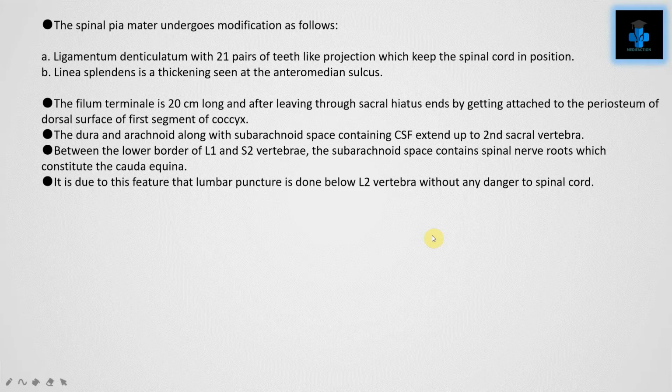The dura and arachnoid along with subarachnoid space containing cerebrospinal fluid extend up to second sacral vertebra. Between the lower border of L1 and S2 vertebrae, the subarachnoid space contains spinal nerve roots which constitute the cauda equina. It is due to this feature that lumbar puncture is done below L2 vertebra without any danger to spinal cord.